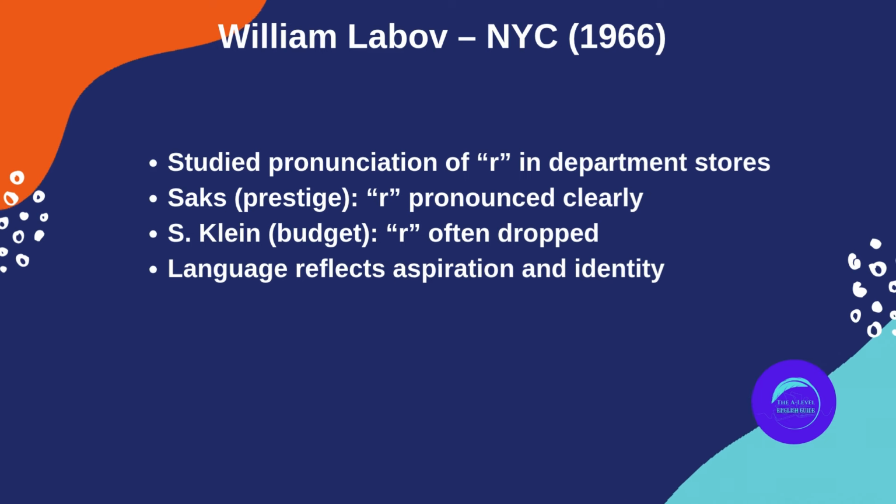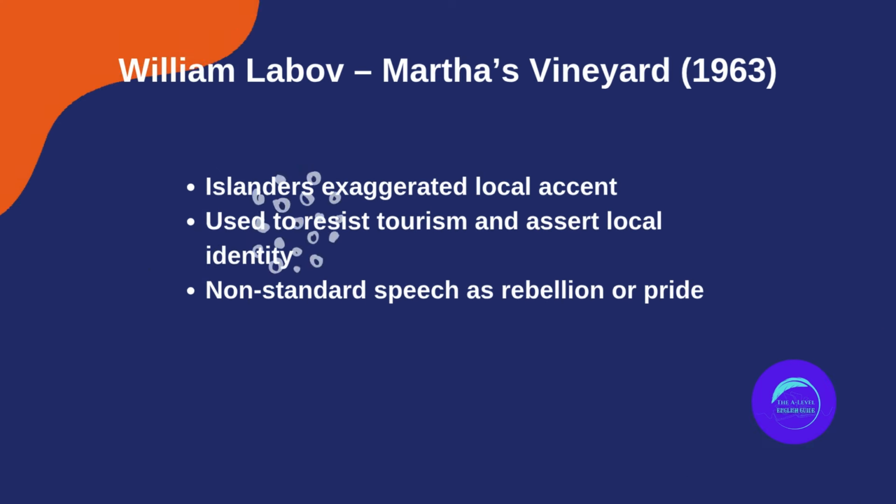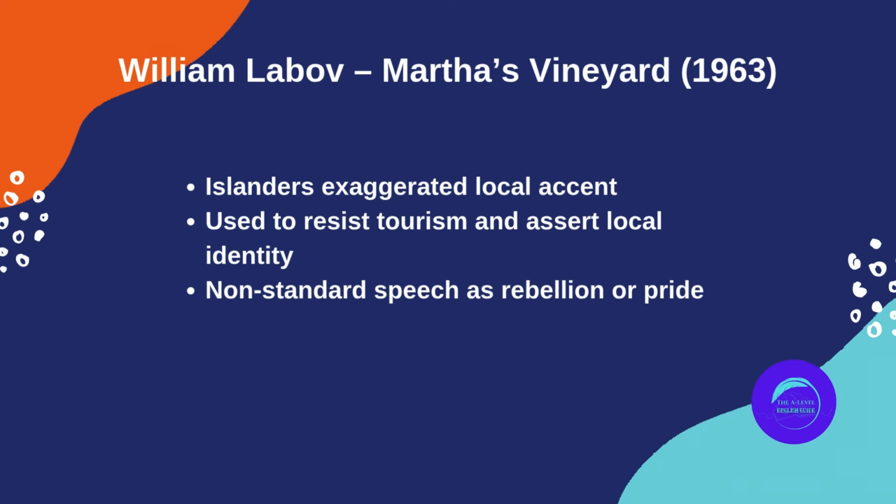In higher-end stores like Saks, staff were more likely to pronounce the R clearly, a marker of prestige speech. In lower-end stores like S. Klein, the R was often dropped. Labov concluded that people adjust their speech based on class and social setting, revealing how language becomes a marker of aspiration and identity.